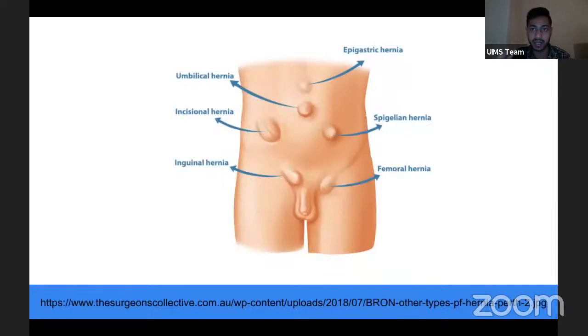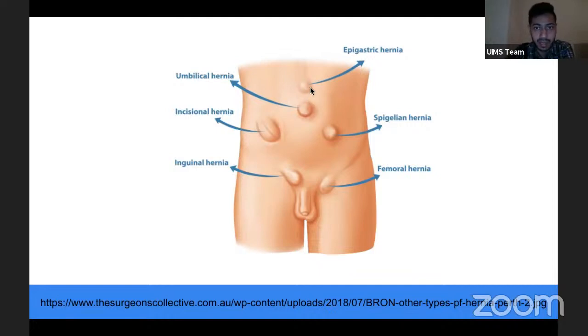Just to reiterate, the first thing you always do is inspect a hernia, you palpate a hernia, and then you relate it to the landmarks, or any bony landmarks. And the final thing, you always auscultate for any bowel sounds to make sure that the bowel is functioning okay. And these are the different types of hernias.